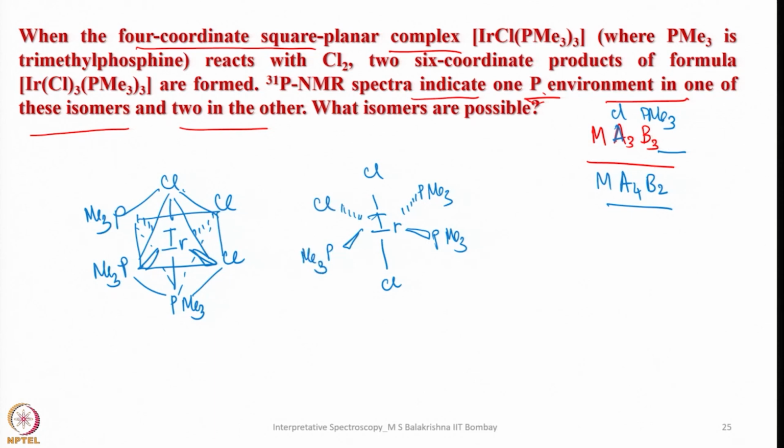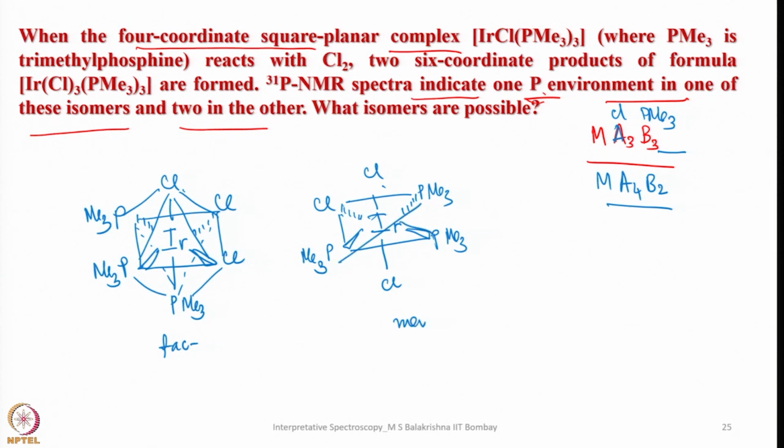So now we have two isomers. You can clearly distinguish them. In this one, all A's are on one face, so all trimethyl phosphines are on one face and all chlorines are on another face. So this is a facial isomer and this is meridional.